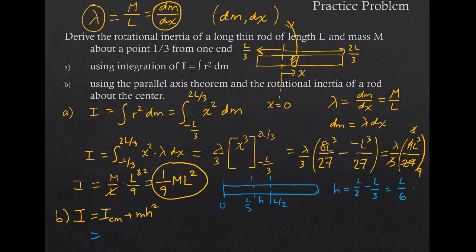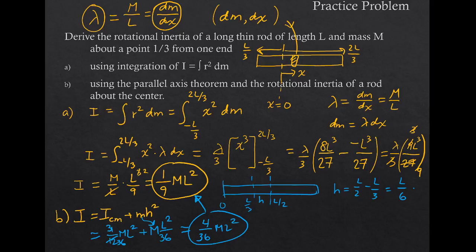It turns out that I for the center of mass of a rod is 1/12 m l squared, and that's something you can just look up. You're going to have to trust me on this. Then we have m is m, and h is L over 6, so squared is L squared over 36. Let's evaluate this. That's 3 over 36, and so that gives us 4 over 36 m l squared. I don't need to reduce this because you can see immediately that that's the same as 1/9 m l squared. So that's a good check, and it tells us that we've done our integral correctly.